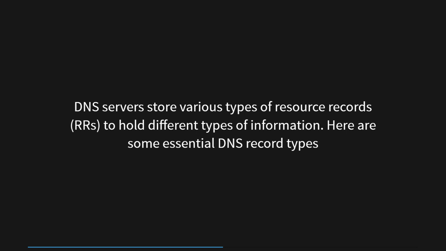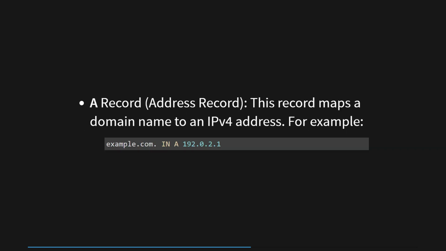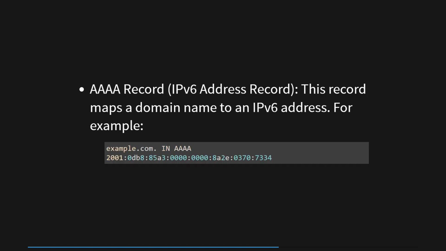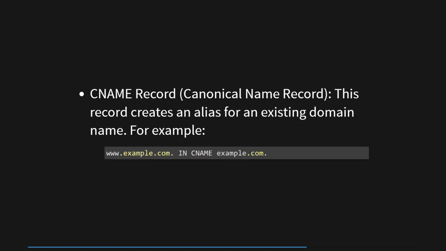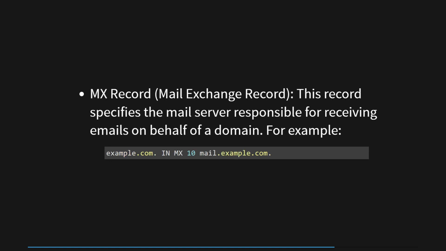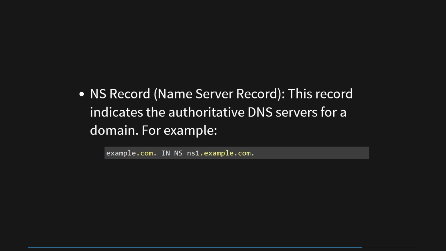Here are some essential DNS record types. A record, address record. This record maps a domain name to an IPv4 address. Here's an example. AAAA record, IPv6 address record. This record maps a domain name to an IPv6 address. Here's an example. CNAME, canonical name record. This record creates an alias for an existing domain name. Here's an example. MX, mail exchange record. This record specifies the mail server responsible for receiving emails on behalf of a domain. Here's an example. NS record, name server record. This record indicates the authoritative DNS servers for a domain.